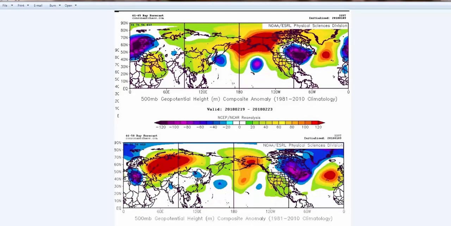Now, if we take this continuing out into the middle and end of February, we can see a persistent deep trough over the eastern U.S., very impressive here. This is 19th to 23rd. This is 24th to 28th. And you can see a deep trough here, a deep trough here. So again, a pretty impressive looking cold pattern for much of February, according to the one from January 9th.